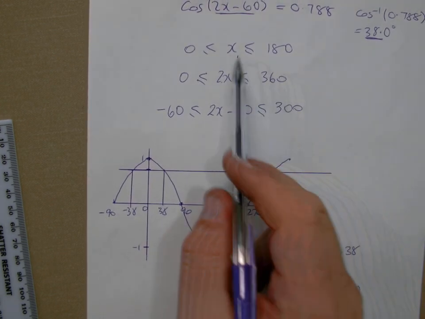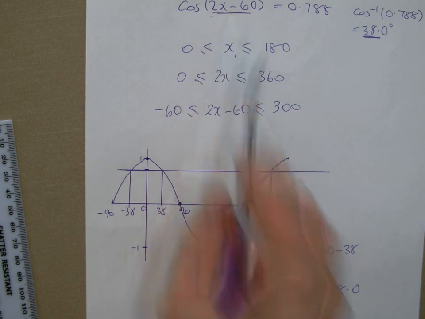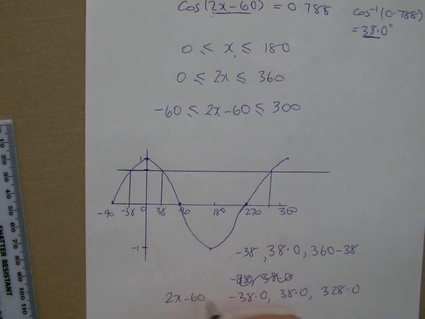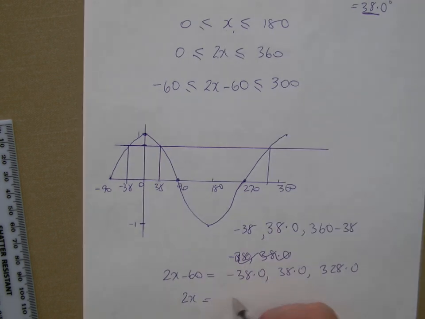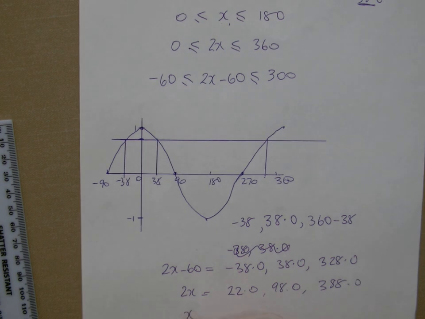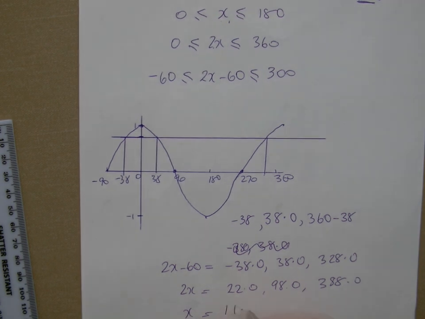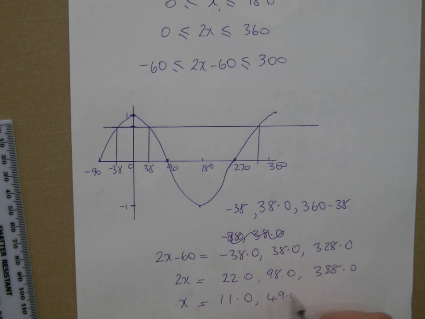However, that's based on the function 2x - 60. I actually want to work out what x is. So I put 2x - 60 equals each of these. I take the minus 60 over to the side and add 60 on. Minus 38 add 60 is 22.0. Add 60 onto that, I get 98.0. And add 60 onto that, I get 388.0. Finally, to get x, I just need to divide by 2. So 11.0, 49.0, and 194.0.